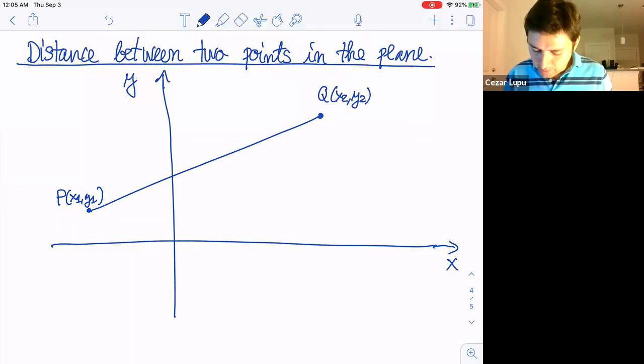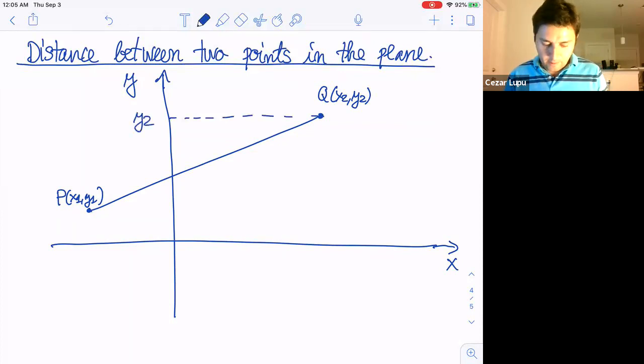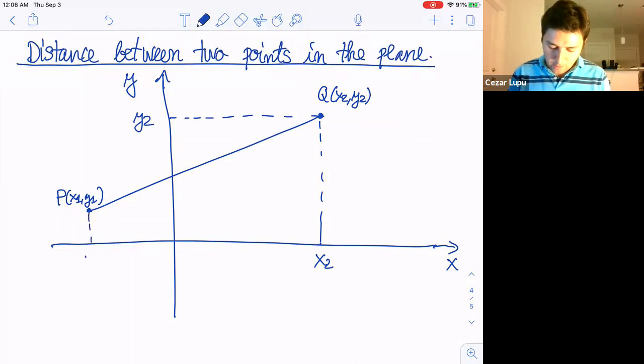And then I project this on the y-axis, and this will be y2. I project this on the x-axis, and this will be x2. So these are the coordinates. Now I do the same thing for this. So this is x1 and this is y1.